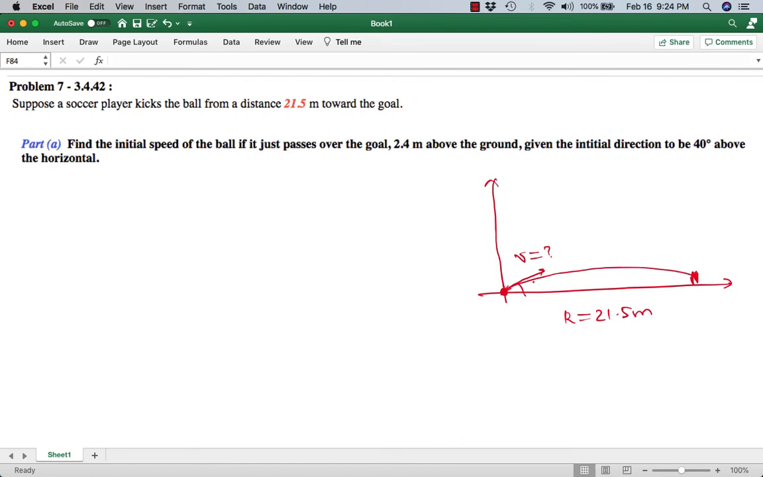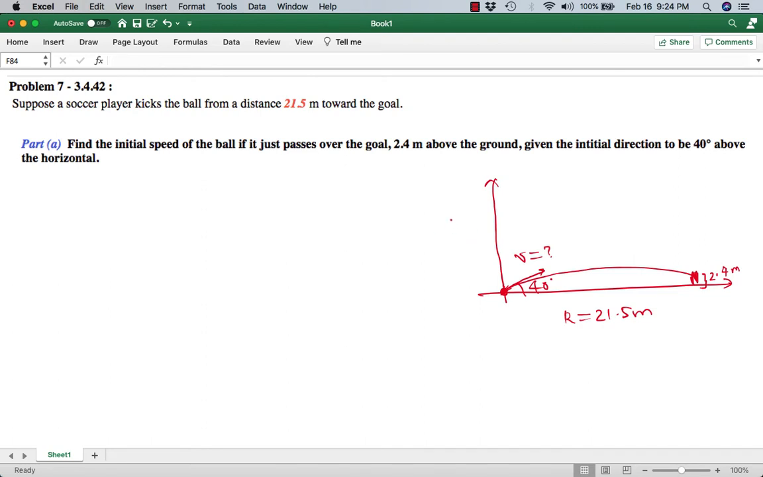So this is 40 degrees. And if it just passes over the goal 2.4 meters above the ground, okay, so it hits 2.4 meters above the ground, or it passes over the goal that is 2.4 meters above the ground. So how do we find v?